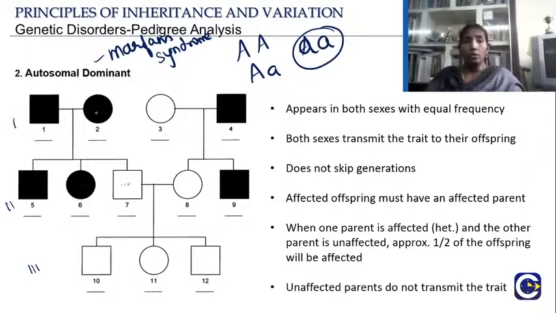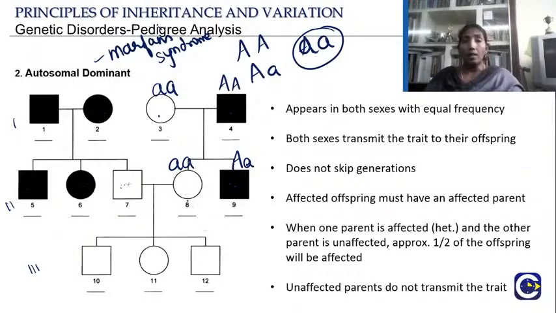Look at 1 and 2. Definitely 5, 6, 7 are their kids. In this, see, the affected offspring have affected parents. Now when only one parent is affected and the other is unaffected, then what happens? Approximately half the offspring will be affected, so it is 50-50. Here one of the parents is unaffected. So definitely, as you can see, only one child is getting affected, and the other is unaffected.